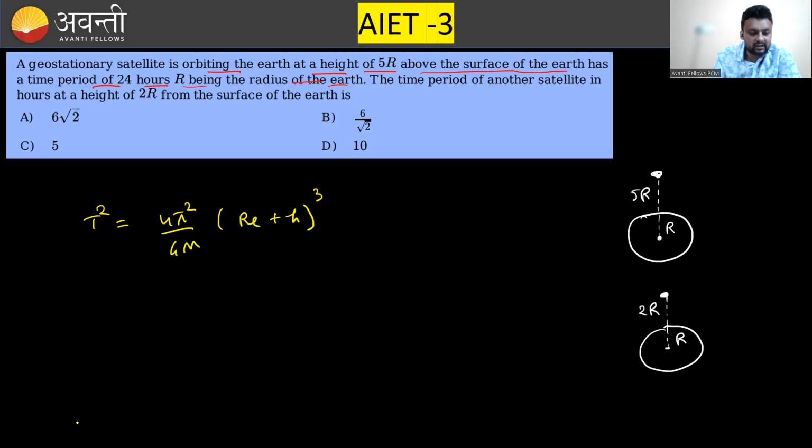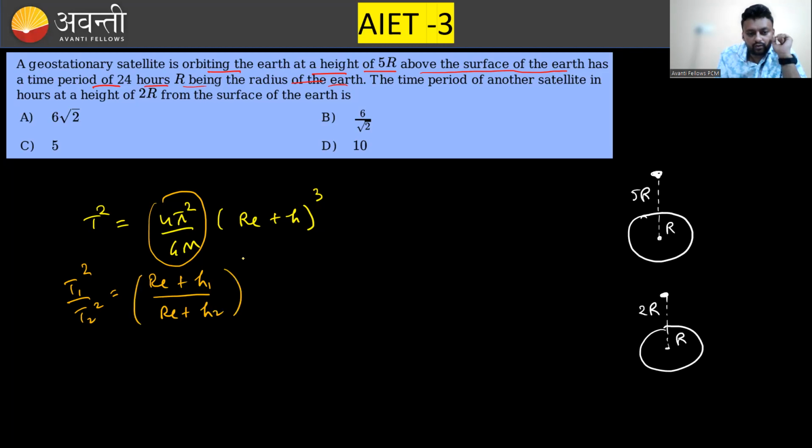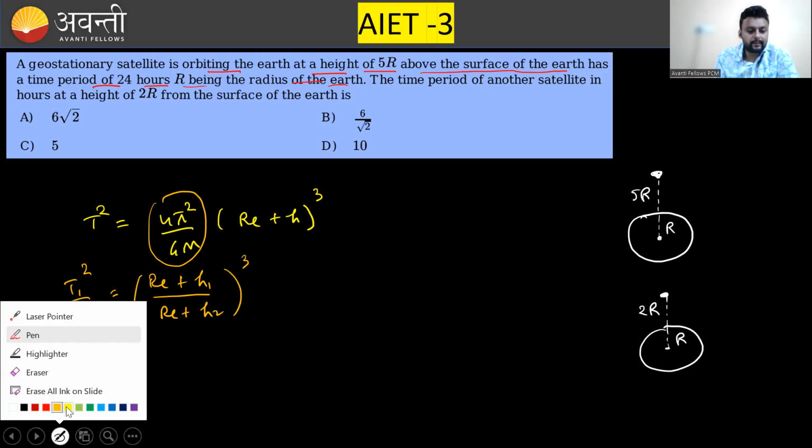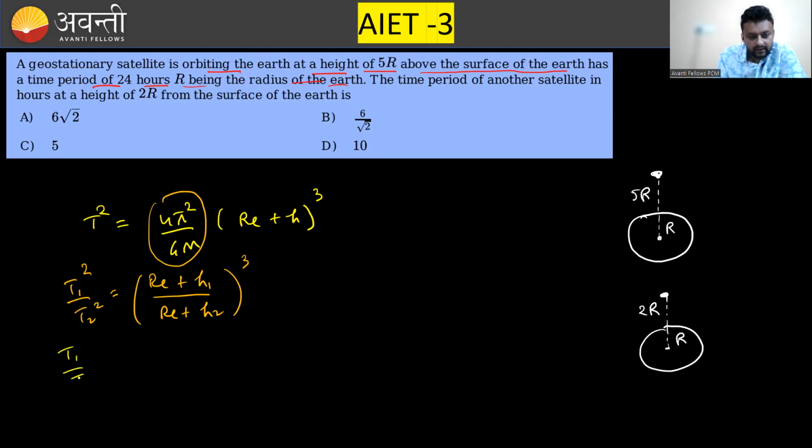Now, if you can see, all these things are constant. So I will say T1 square by T2 square is equal to, the radius of the Earth is constant, (Re plus H1) divided by (Re plus H2) whole cube. Now put the values. In the first case, height H1 is 5r, H2 is 2r. So if you put H1 as 5r, that is 5r plus r, that is 6r, divided by 2r plus r, that is 3r.